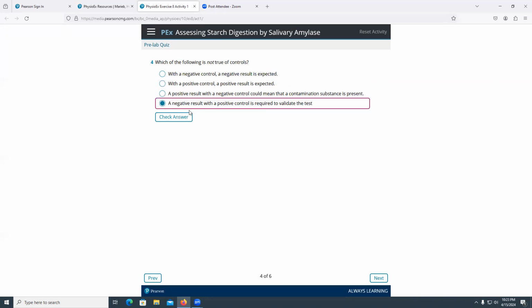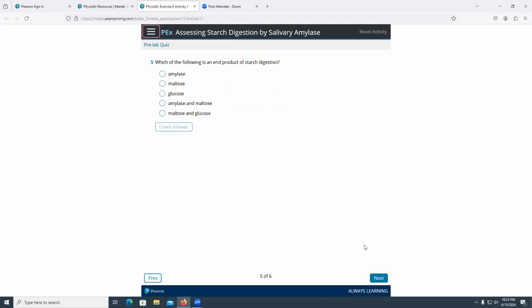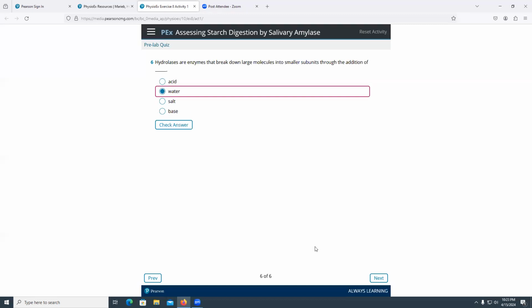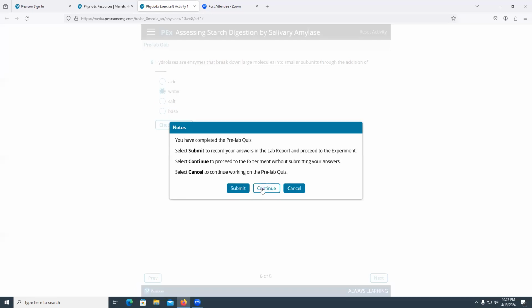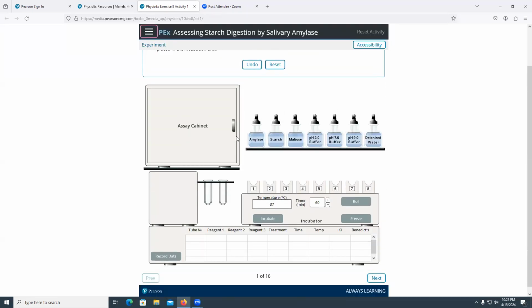A negative result with a positive control is required to validate the test. That's not true. It is in fact a positive result with a positive control that is required to validate the test. Which of the following is an end product of starch digestion? The end product of starch digestion is going to be maltose and glucose. Hydrolases are enzymes that break down large molecules into smaller subunits through the addition of water: OH on one side and H on the other side, and that's going to cleave the bond for me. Press submit. Okay, so that's the experiment.